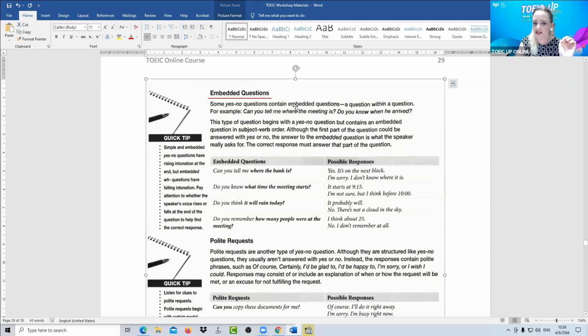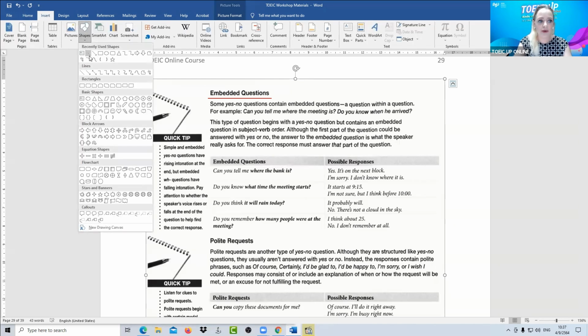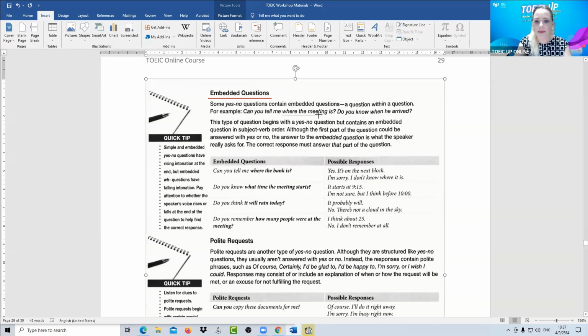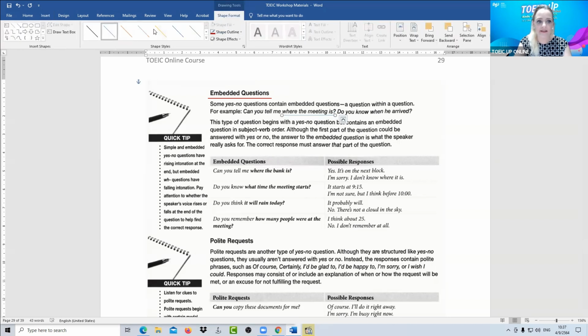Okay, so there are two questions here. When it comes to the TOEIC test, we are not interested in answering the first part of the question. In the TOEIC test, you are listening for the embedded question. You are always listening for the information from the embedded question. So don't get stuck on can you. Remember, can you is a yes or no question. Can I have a sandwich? Yes or no, right? But that's not what you're listening for.